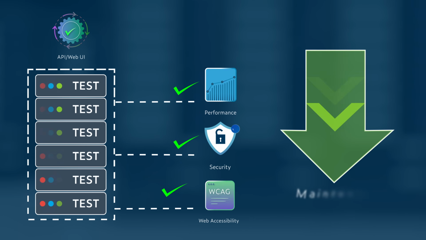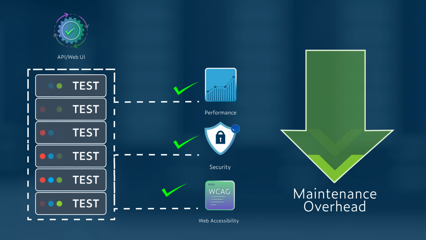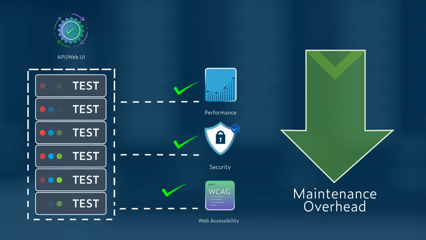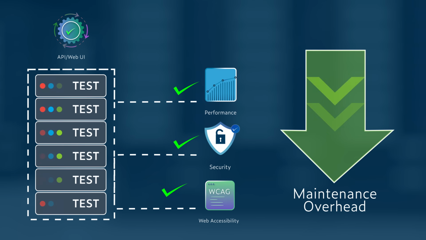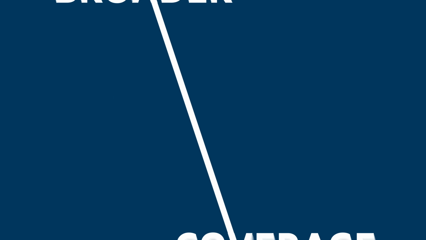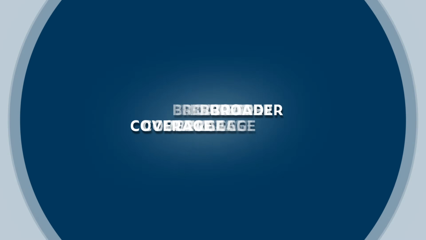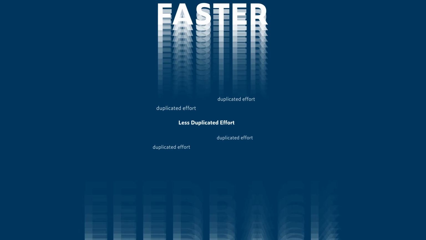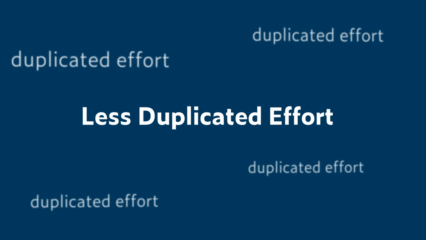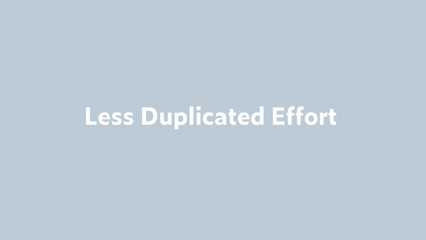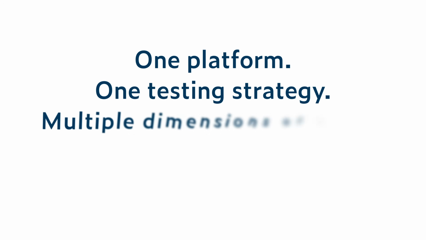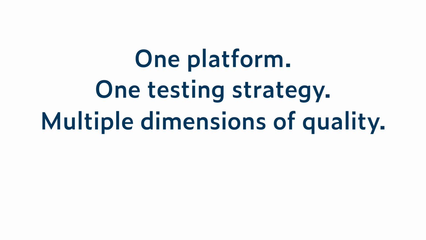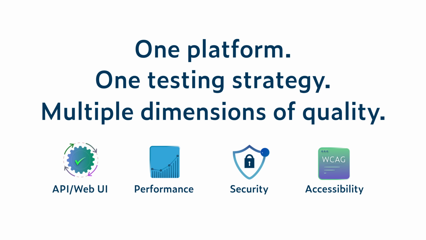Instead of building separate test suites for every quality concern, teams extend the value of the tests they already maintain. The result is broader coverage, faster feedback, and far less duplicated effort across testing initiatives. One platform, one testing strategy, multiple dimensions of quality. With SOAtest, your tests don't just validate functionality, they power complete quality assurance.